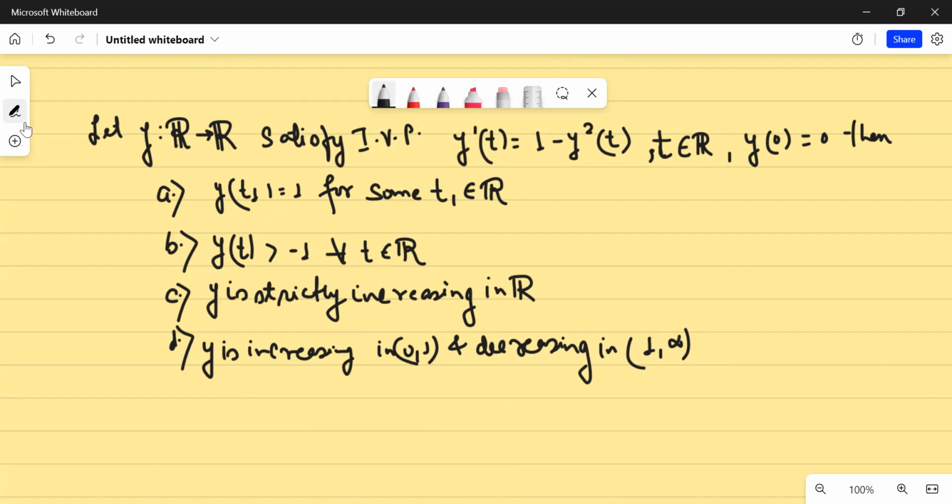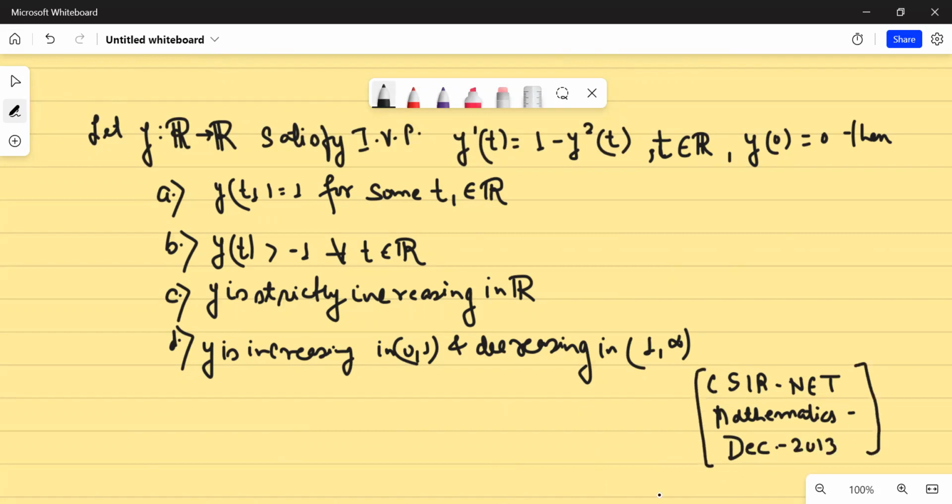So this is the question that was asked in CSIR NET examination for mathematics students in, I think, December attempt 2013. Yeah, December attempt 2013. Okay. So I'm giving you some minutes so that you just see this particular problem, and we'll start doing it.